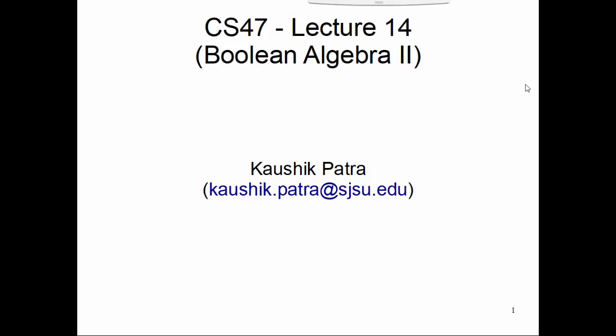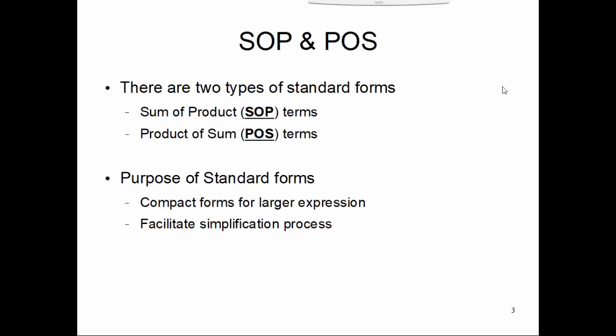Now, this part will be focusing mostly on how we can derive an optimized Boolean expression for a function represented in a truth table. To do that, the first thing we need to understand is standard forms. There are two types of standard forms. One is called sum of product, referred to as SOP, and the other is product of sum, called POS. So, two types of standard form, SOP and POS.